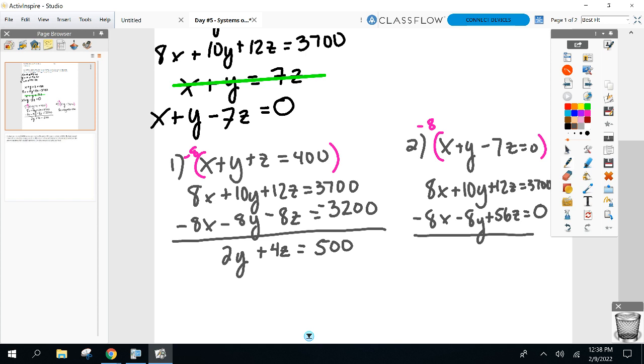What are you left with? X's are gone. What about the y's? 2y plus 68z equals 3,700.